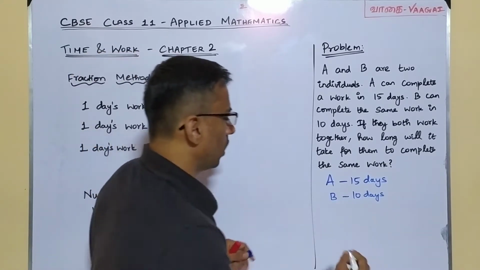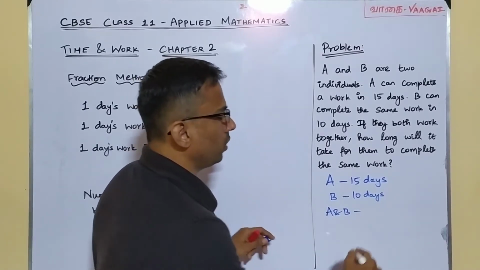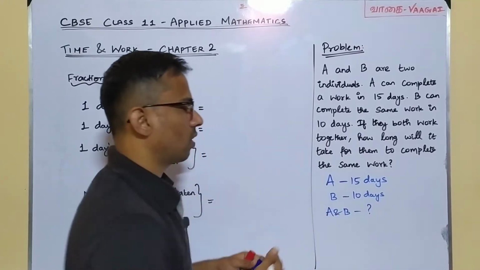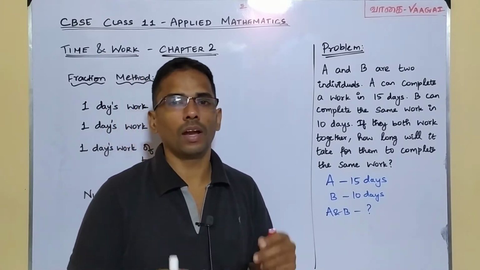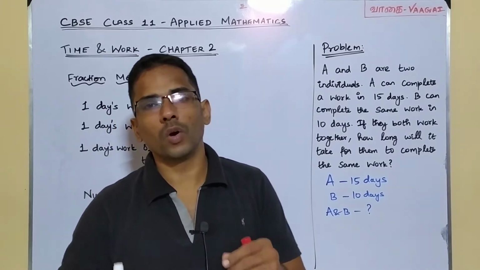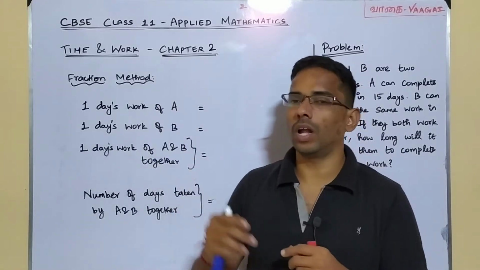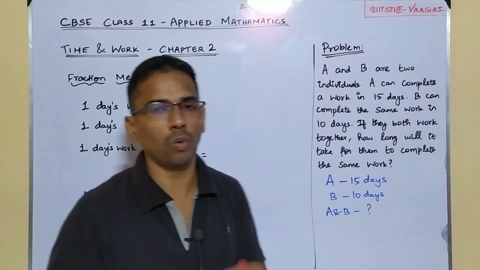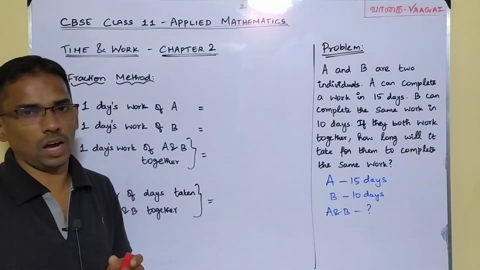So if A and B are going to work together, how long will it take for them to complete the work? This is going to be the question. And as I told, we are going to try this question in two methods. The first one among them is the fraction method. Now using the fraction method, we are going to solve this question and get the answer.